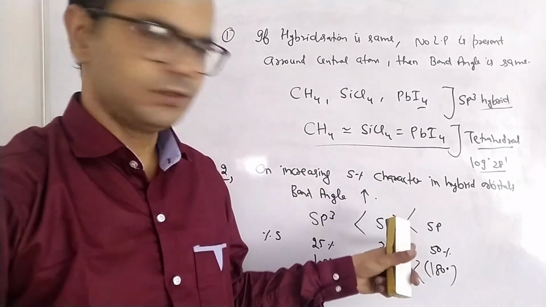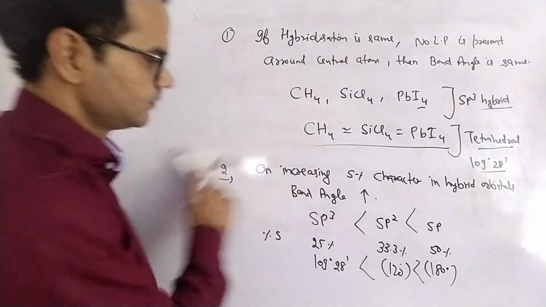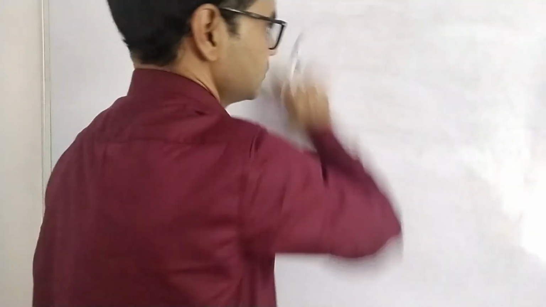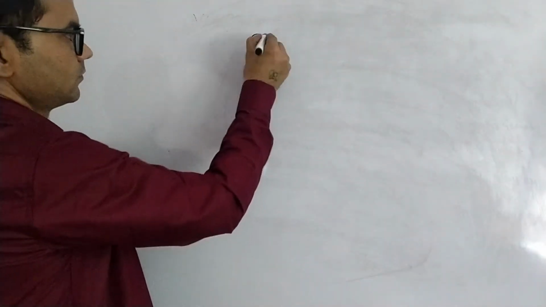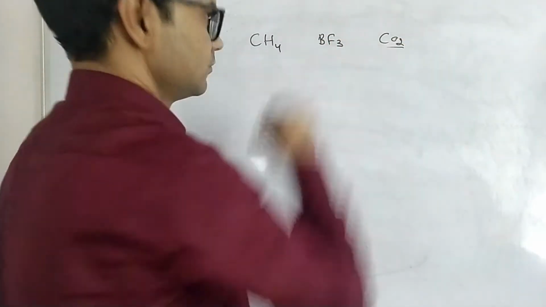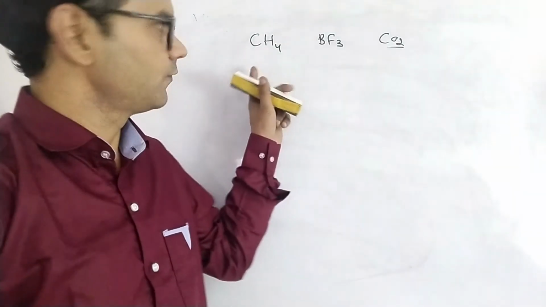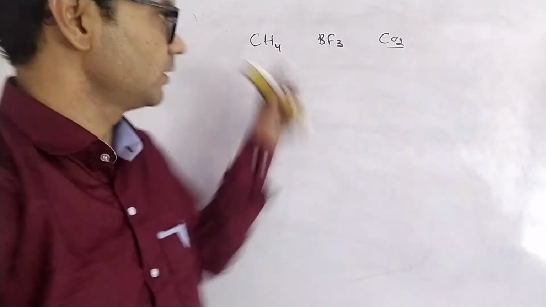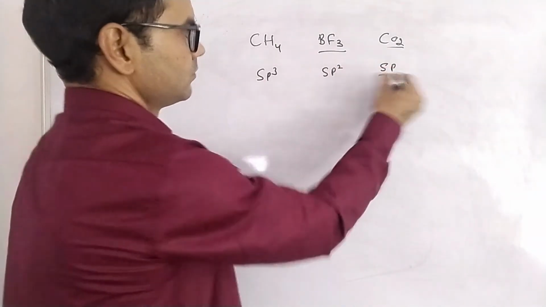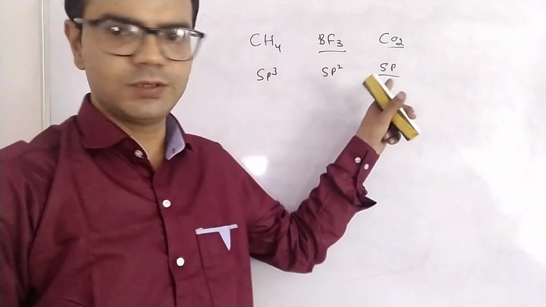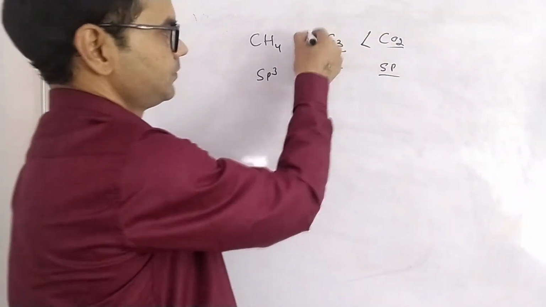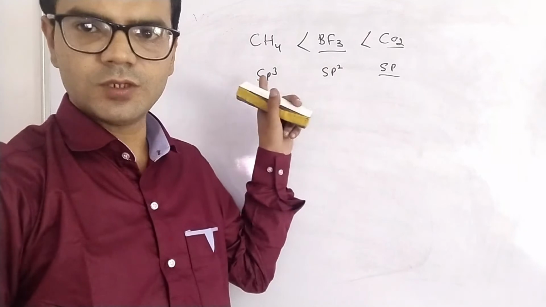This is rule number two. For example, we have to compare these three molecules, CH4, BF3, and CO2. CH4 is sp3 hybridization, BF3 is sp2, and CO2 is sp hybridization. So the bond angle of CO2 will be highest, right? This is rule number two.